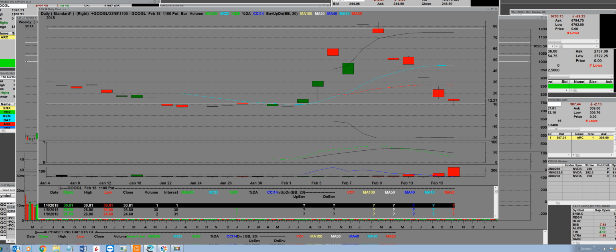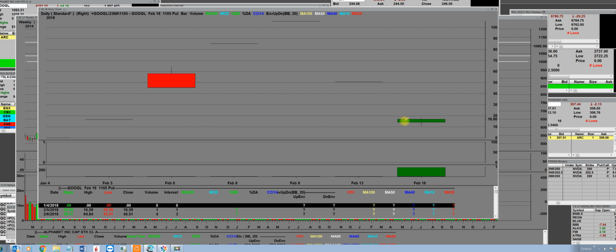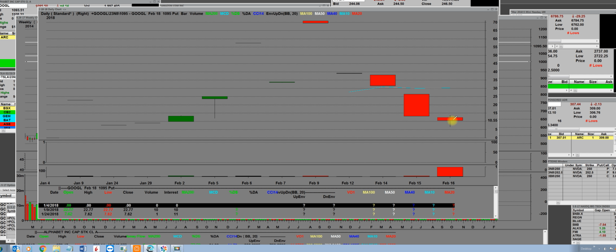If we get up to the $1,105 put option, this one here is totally deflated. So the least amount of risk is to trade the options that are simply totally deflated. And we're going to show you another one again. Here is the 1095 put. And this one is down here. This is where the money is going to be made.